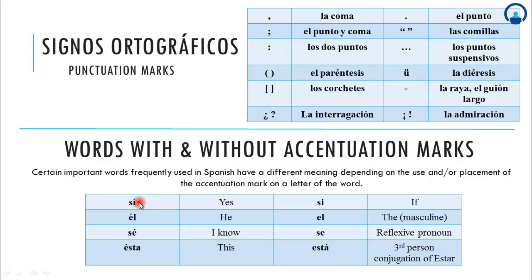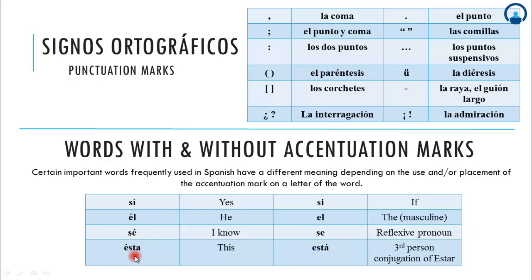The first one, sí, with the accent mark, means yes in Spanish, and without any accent mark, si means if. Similarly, él with the accent mark means he, and el without any accent mark is the, for the masculine. Sé with the accent mark means I know in Spanish, and se without any accent mark is a reflexive pronoun, which we will be learning in the chapters ahead.